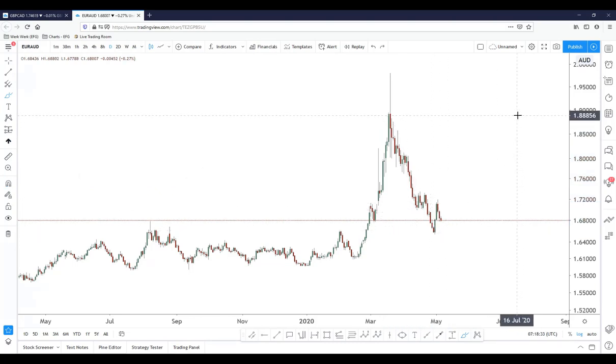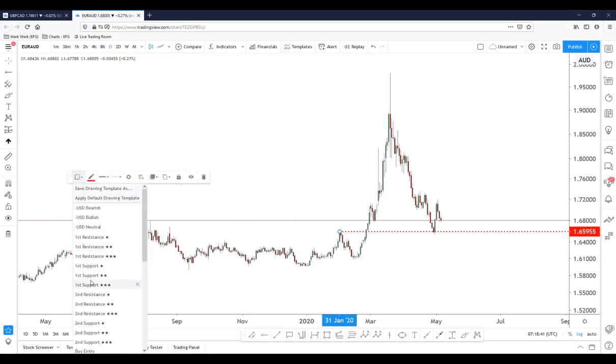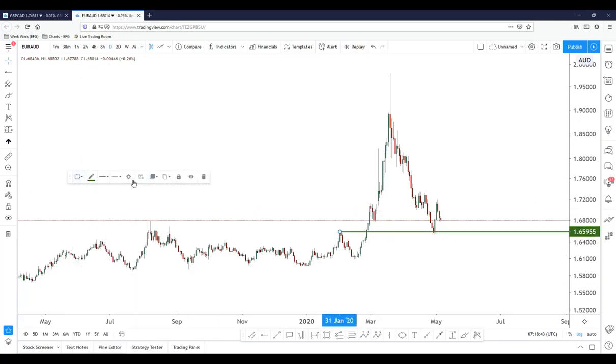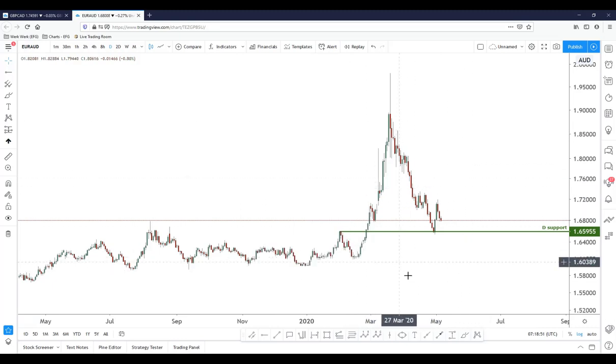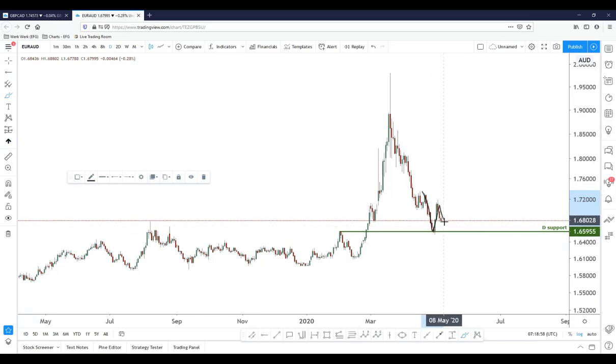So what is interesting is that if I were to draw a graphical support, right? Let me just put a graphical support. This is a very clear level. We can even call this our daily support. Okay, we actually see that price has made one tap, came back up, and seems to be coming for another tap.